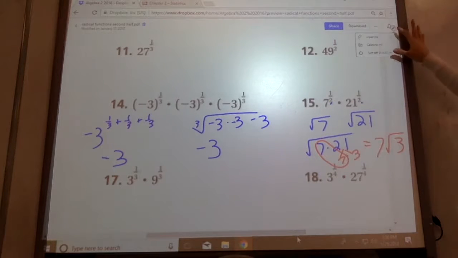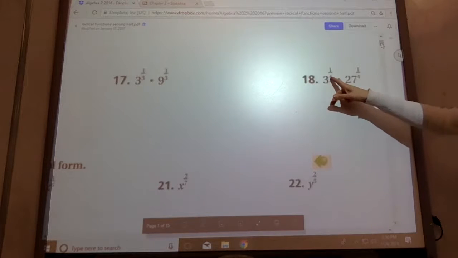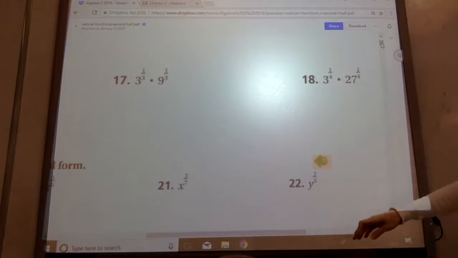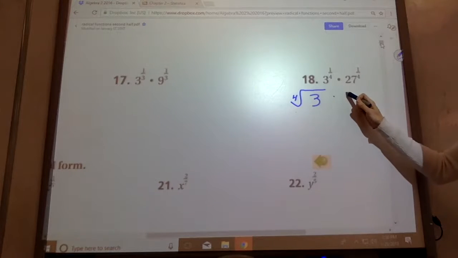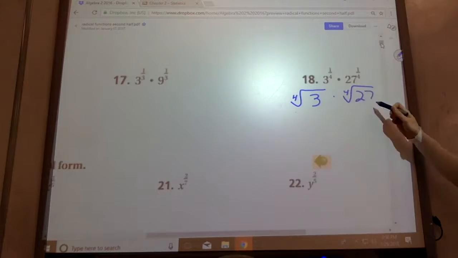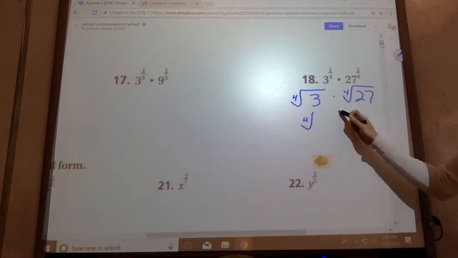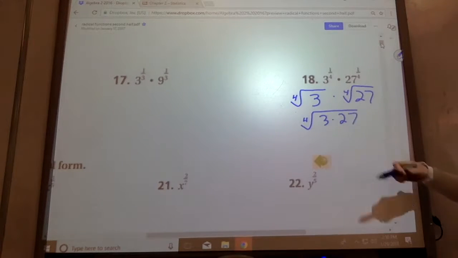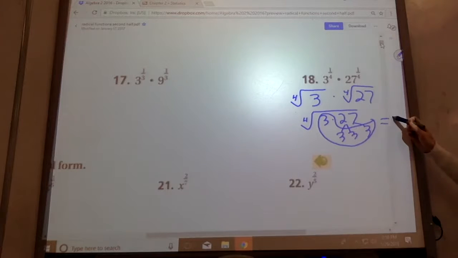Same with 18. If you look below it, 18 there. Again, see how I have 4 and 4? So I can make those both into 4th root of 3, fourth root of 27. Now that they're both fourth roots, I can make it into 1. 3 times 27. 27 I know is 3 threes. So then I end up with 4 threes. I can take one out. So my answer is just 3.